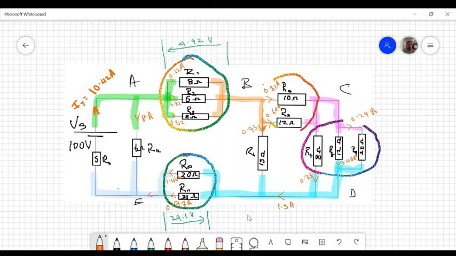This 0.97 combined with that 0.46 combined with this 8 should give me 10.42. So the current going up here is 10.42. And of course, the voltage across this 5 ohm resistor is that current multiplied by 5. 10.42 multiplied by 5 will give me 52.1. So there you solve the circuit. We found every current and voltage that is required.